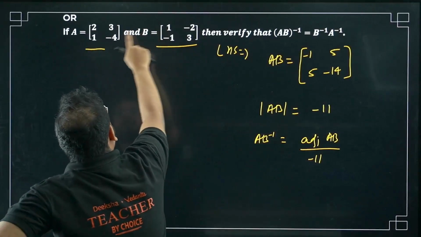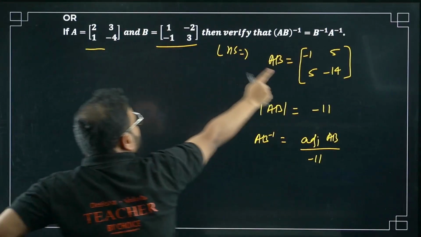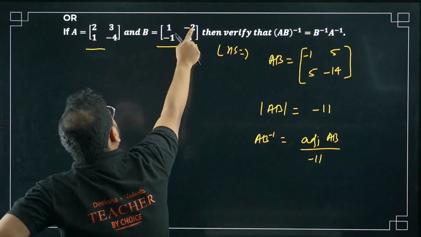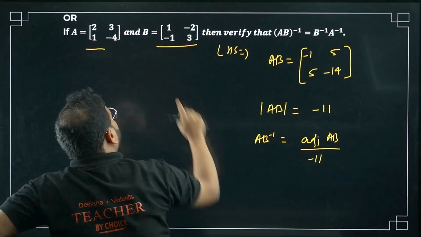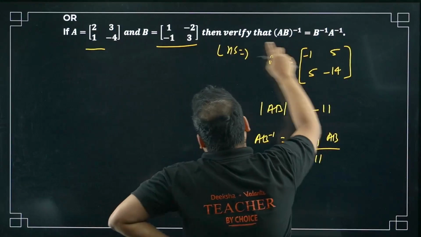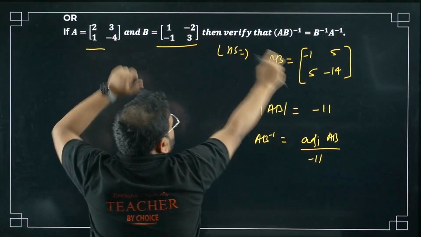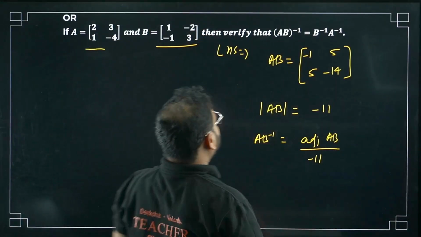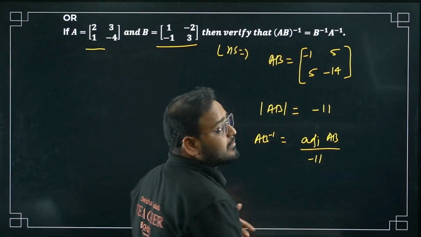1 into 1 is 1, minus 4 into minus 1 is plus 4. So plus 5. 1 into 2 is 2, minus 2. Minus 4 into minus 3, sorry, plus 3 is minus 12. So minus 2 and minus 12, so minus 14. This is the AB value. Now to find AB inverse, we need to find the determinant of AB.